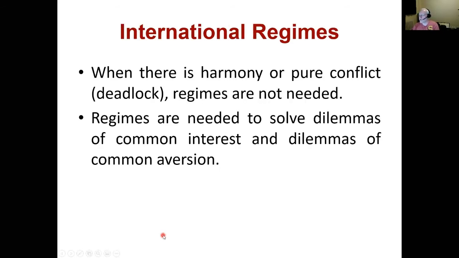So international regimes, when are they needed? When there's harmony or pure conflict, regimes are not needed. When there's harmony, they're not needed because just based on individual self-interest, they're already cooperating. And in pure conflict or deadlock, they're not needed because no level of discussion will change things; neither of them wants to cooperate based on the situation. Both are better off by defecting. So other than a change in preferences, nothing's going to be able to push them towards cooperation. So where are regimes needed? Regimes are needed to solve what are referred to as dilemmas of common interest and dilemmas of common aversion. So we're going to look at examples of both of those now.